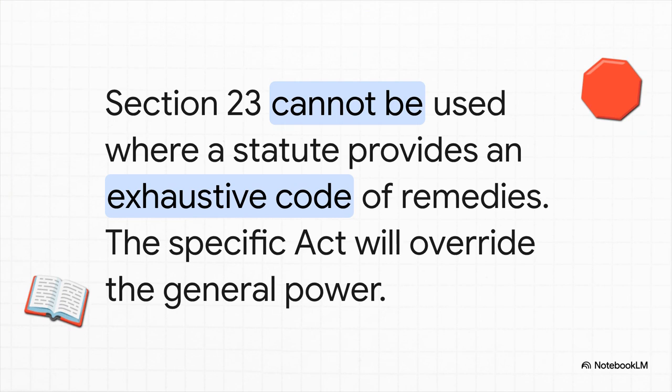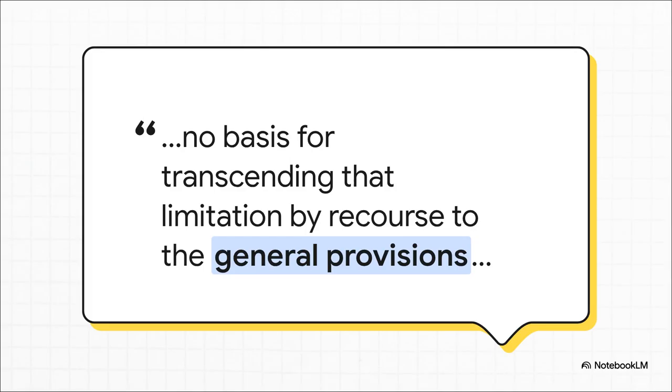If there's another statute, say the Competition and Consumer Act, that lays out a complete and exhaustive list of all the available remedies for a particular issue, you cannot use the general power of Section 23 to just invent a new one. The specific act will always trump the general power. And this quote from Thomson Australian Holdings is the perfect summary of that principle. Seriously, memorize it. The High Court could not be clearer here. When a specific act creates its own complete world of remedies, you have to play by its rules. Section 23 isn't a get-out-of-jail-free card to go beyond them.